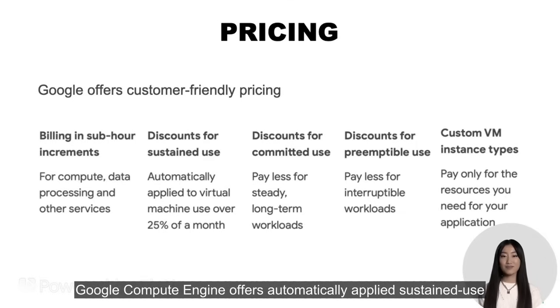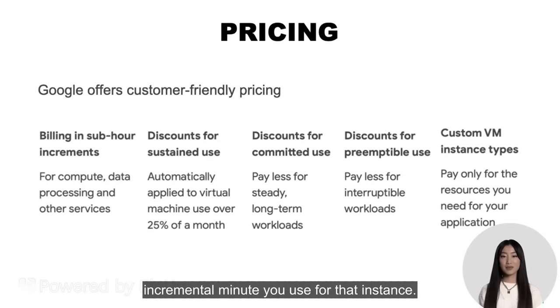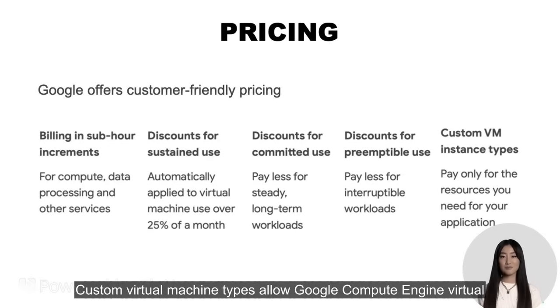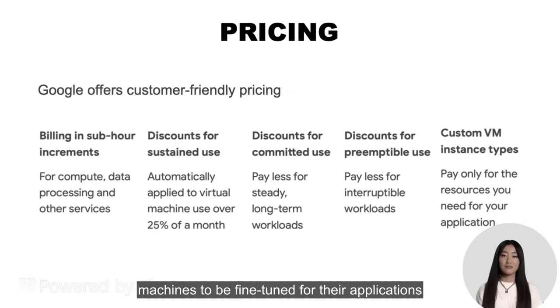Google Compute Engine offers automatically applied sustained use discounts, which are automatic discounts that you get for running a virtual machine instance for a significant portion of the billing month. Specifically, when you run an instance for more than 25% of a month, Compute Engine automatically gives you a discount for every incremental minute you use for that instance. Custom virtual machine types allow Google Compute Engine virtual machines to be fine-tuned for their applications.